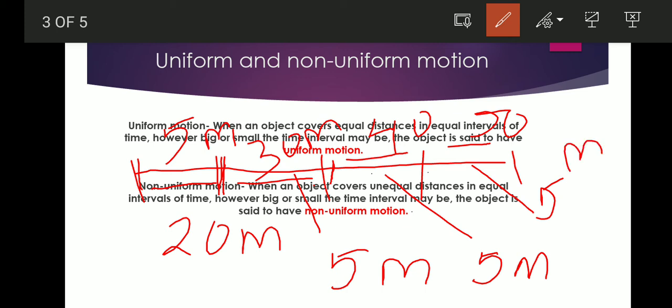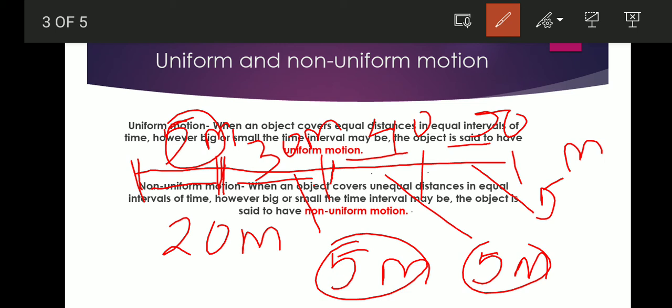That means time taken by him to cover different distances is same. Here to cover 20 meter he takes 5 minutes. To cover 30 meter he takes 5 minutes. 40 meter he takes 5 minutes, and 50 meter also he takes 5 minutes. That means time interval remain constant. Time is unchanged, but the distance covered in this case are different.